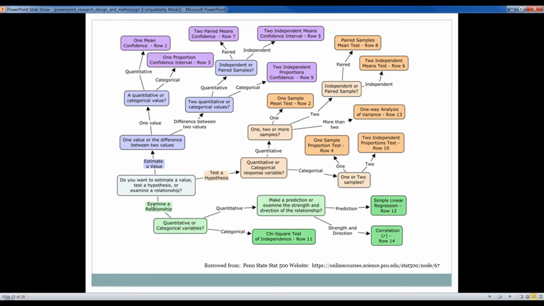If you want to examine a relationship, now we're looking at, okay, this is more of maybe that correlational design, right? So do we have quantitative or categorical variables? Quantitative basically are like a continuous type of variable: height, weight, time, BMI, things like that. Categorical are just like it sounds, they're categorical. They're also called nominal. Ethnicity, gender, things that can't be ordered. Some people will say that ordinal are categorical also.